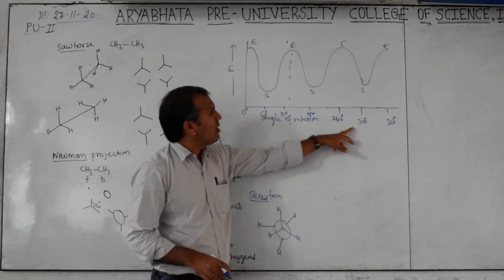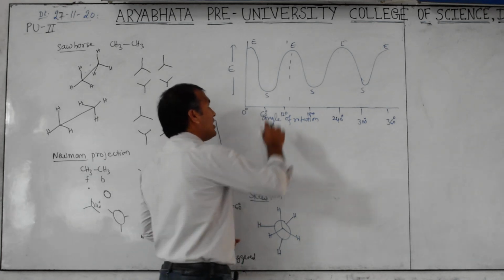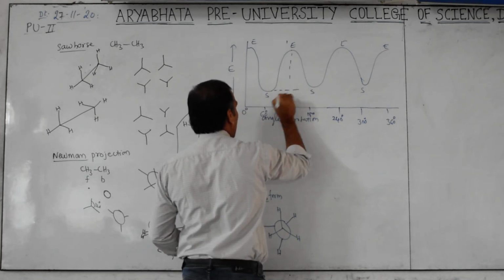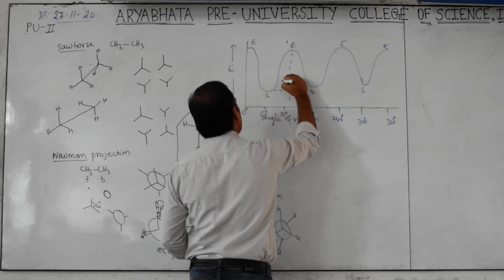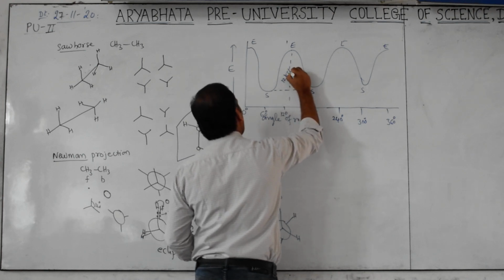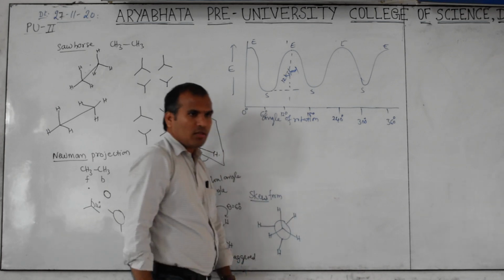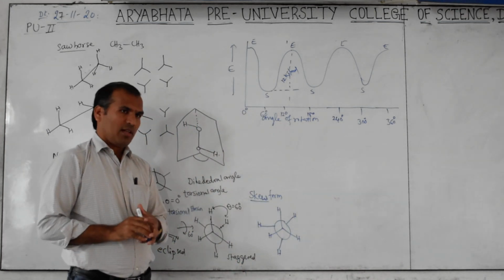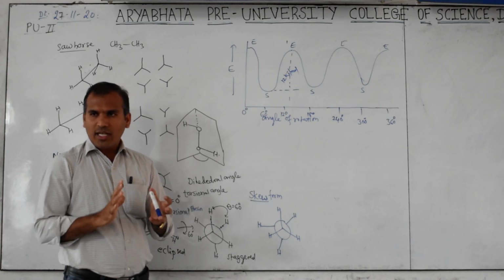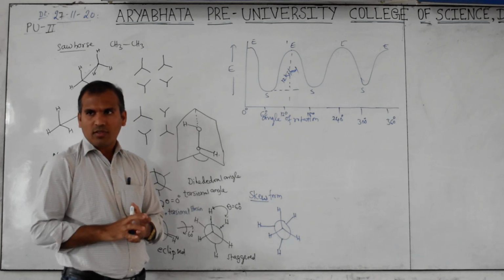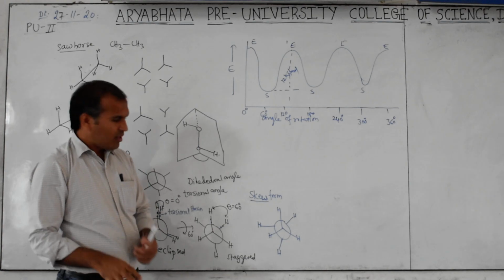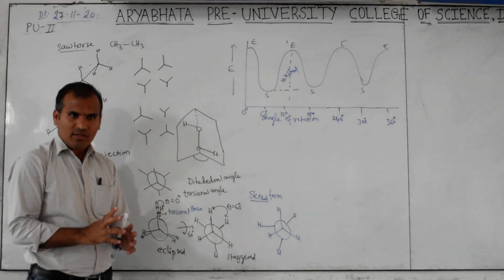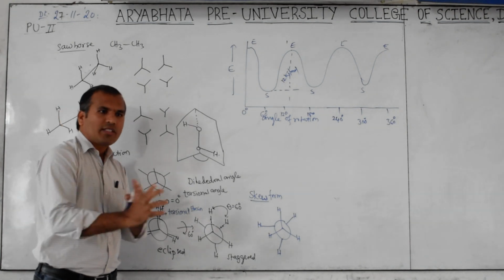60, 180, 300. Now this energy gap from eclipse to staggered, what is the energy gap? This is 12 kilojoule per mole. This energy, higher or lower? If it is higher, then these are not interconverted. Small energy gap is there, that's why these are fast interconverters.